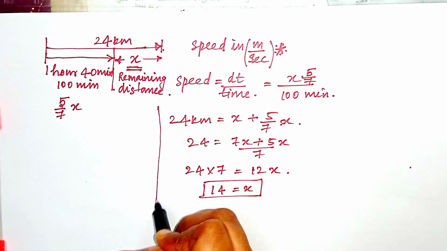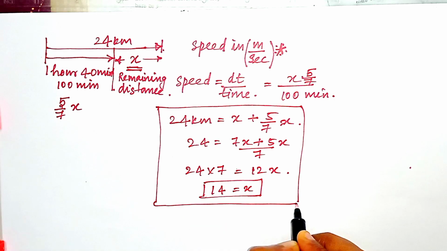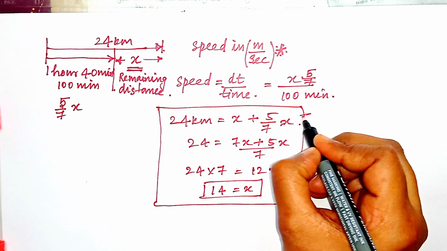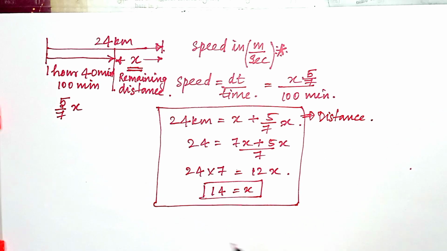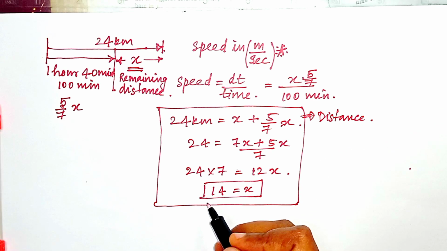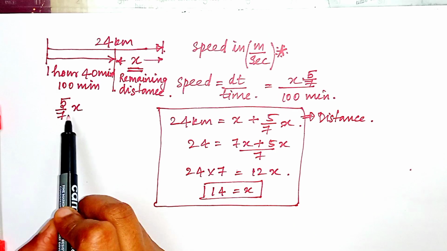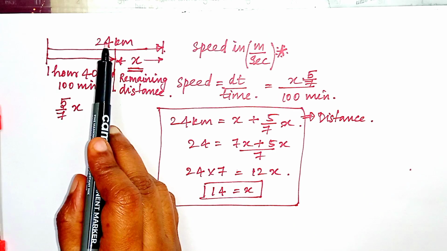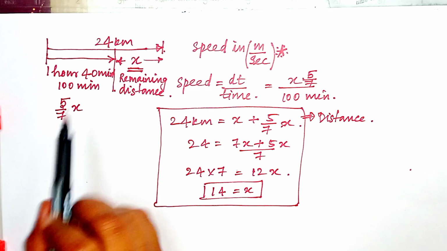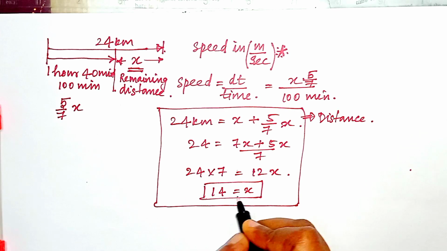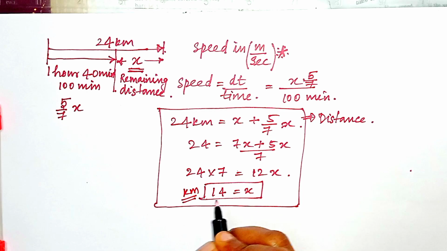Remember, all we are doing is just finding kilometers and nothing else is involved. That is, everything is with respect to only distance. We are not taking speed as an example. We are not taking time as a reference. It is only the distance, just equating the given information. 24 kilometers is equal to 5 by 7 x plus x. So we found that x is 14 kilometer. Remember, this is in kilometers still.